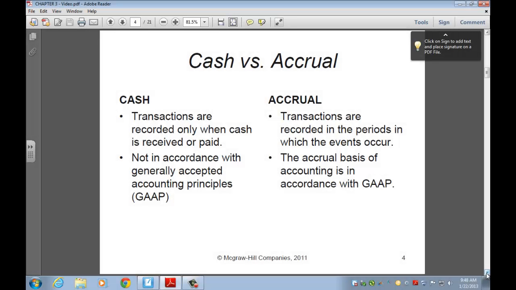Okay, so here we have cash versus accrual accounting. Cash transactions are recorded only when cash is received and they're not in accordance with the generally accepted accounting principles. Accrual transactions, on the other hand, are recorded in periods when the events occur. The accrual basis of accounting is in accordance with the generally accepted accounting principles.